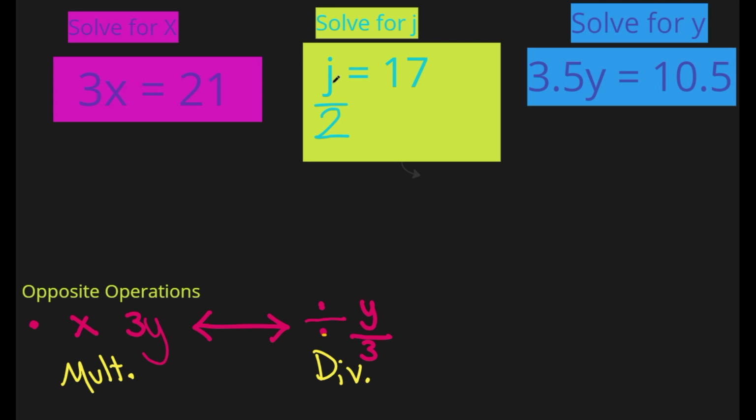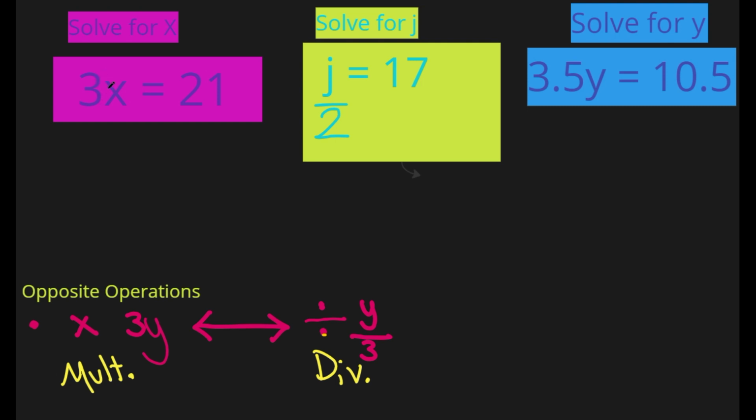In each of these problems, I want to isolate the variable. I want to get the x by itself. I want to get the j by itself. I want to solve for y, get the y by itself. And each of these problems is going to have something in the way that's not going to allow me to have it by itself to start with. So I'm going to have to untangle these equations. The first big tool I have to do that is called opposite operations.